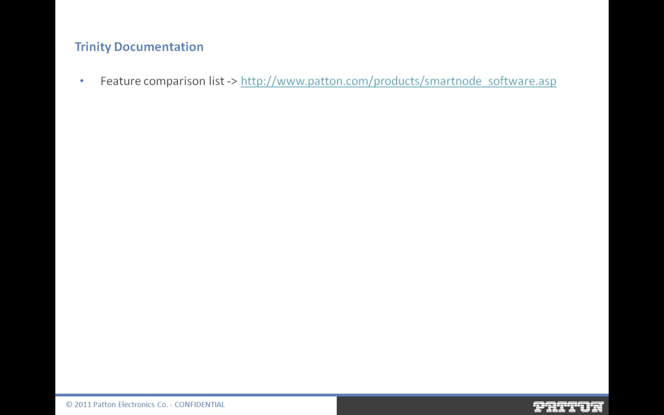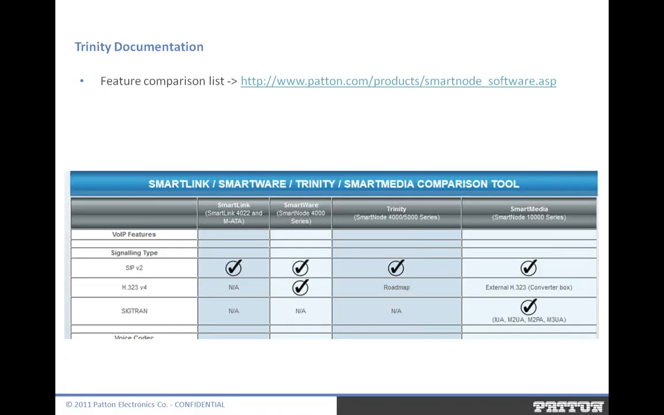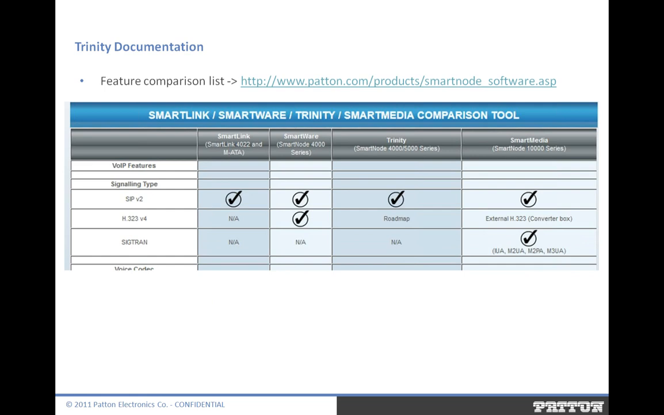The feature comparison list, it's looking like this. So it's a page you can scroll down. It's much longer. I just made a snapshot here. So this is showing you a comparison between all the features we have across all the different operating systems running on our units. So for the small units, the SmartLinks, SmartWare, which is running on all the SmartNodes, and the new Trinity platform. It's all visible on one page.